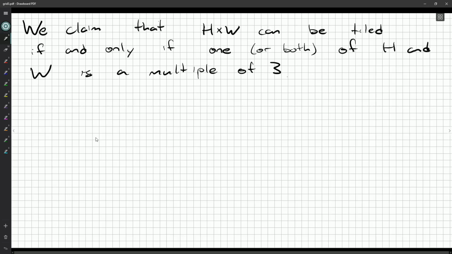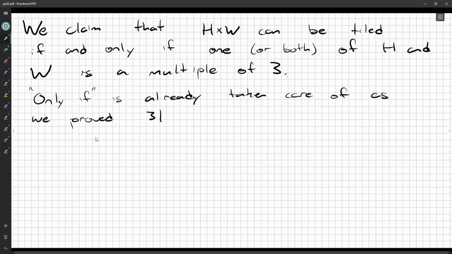Okay. So, we'll prove this by cases. So, in the if and only if, the only if is already taken care of, as we proved. 3 divides h and 3 divides w. We already said that. So now we do the if.